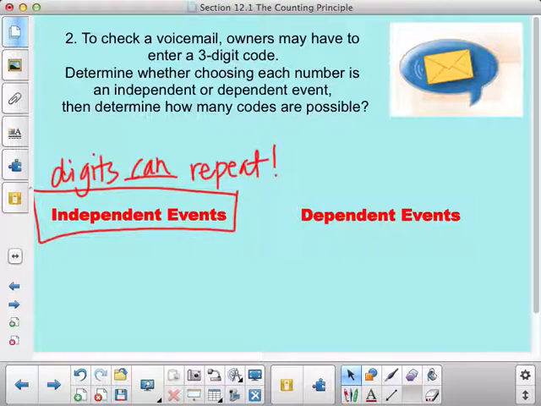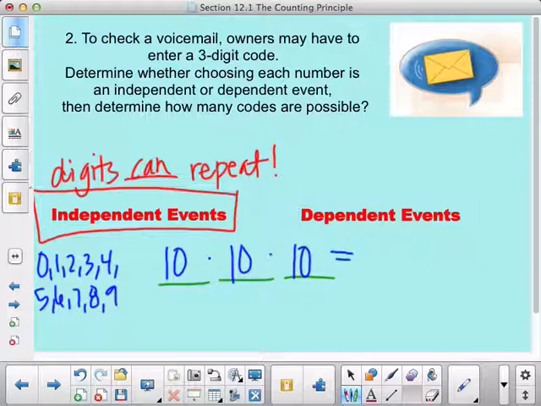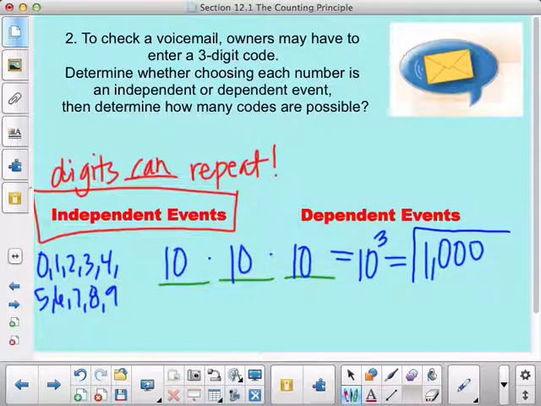So I need to go ahead and figure this out. Well, it's a 3-digit code, so I have 3 things. And then I would ask myself, how many numbers can I pick for the first one? It's really 0 to 9. From 0 to 9, how many numbers are there? There are 10 numbers, so there are 10 options for the first one. So for my second one, there are also 10 options, and for the third one, there are also 10 options because they can repeat. So I would take 10 times 10 times 10, which is 10 to the third. Either way you type it in your calculator is fine, which is 1,000. So there are 1,000 codes.